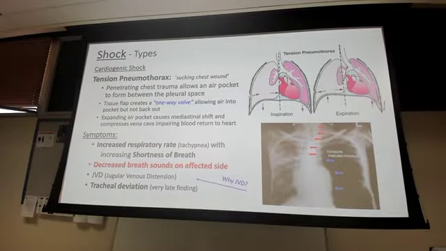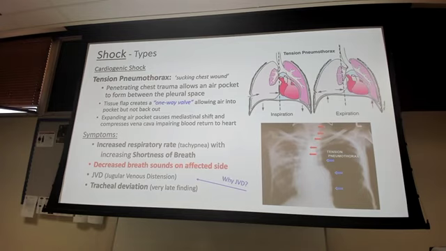With tension pneumothorax, again, we have some type of trauma into our chest. It penetrates our chest wall. Now, what typically happens is that it's not going to create this nice clean hole, right? Typically, if you have some type of penetrating trauma, you get stabbed or you get shot, you're going to have a flap of tissue. It's going to close off.